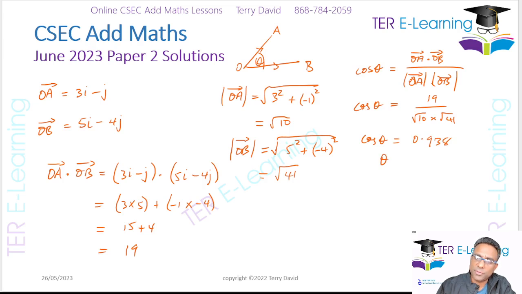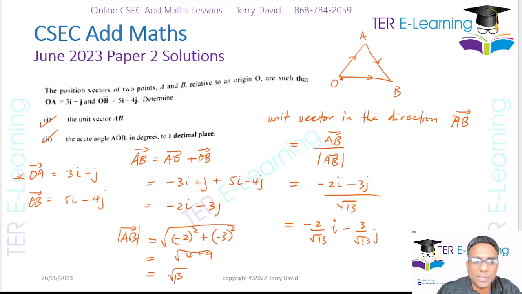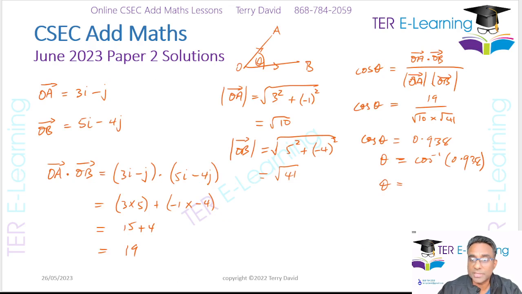So therefore theta is equal to arccos 0.938. And you get about 20. Let me see what they wanted the angle as. To 1 decimal place. So I'm going to say 20.2. So that's the angle that we're looking for here.